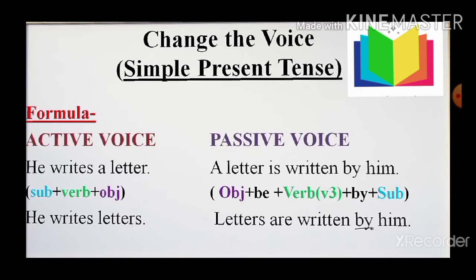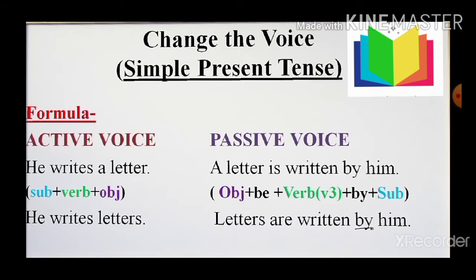Let's see the formula for affirmative sentences. Here is the first sentence to make you understand. The first sentence is: he writes a letter. In passive voice it will be: a letter is written by him. Let's apply the formula. He is the subject in the sentence in active voice. Writes is the verb. A letter is the object.